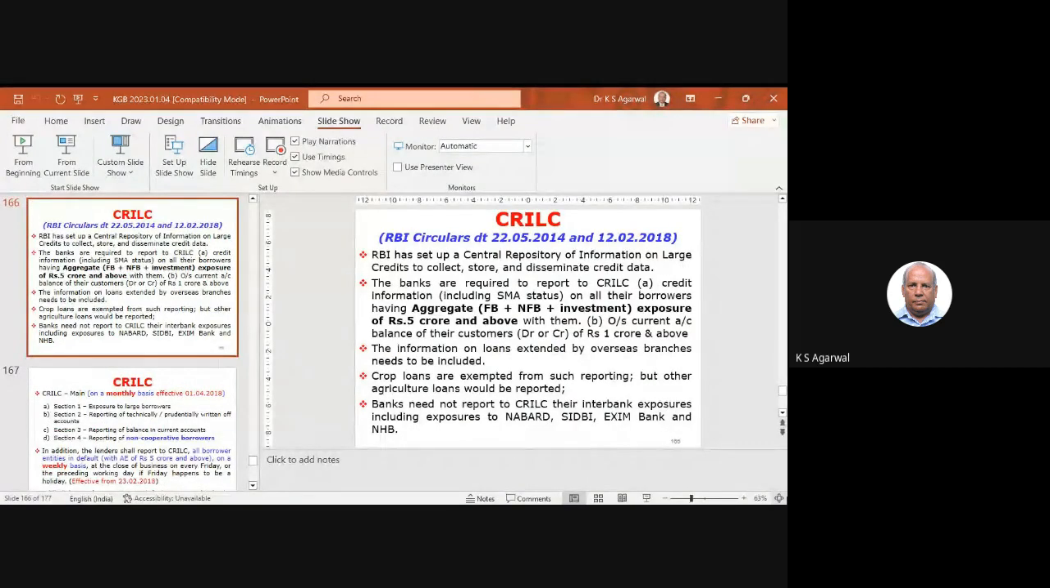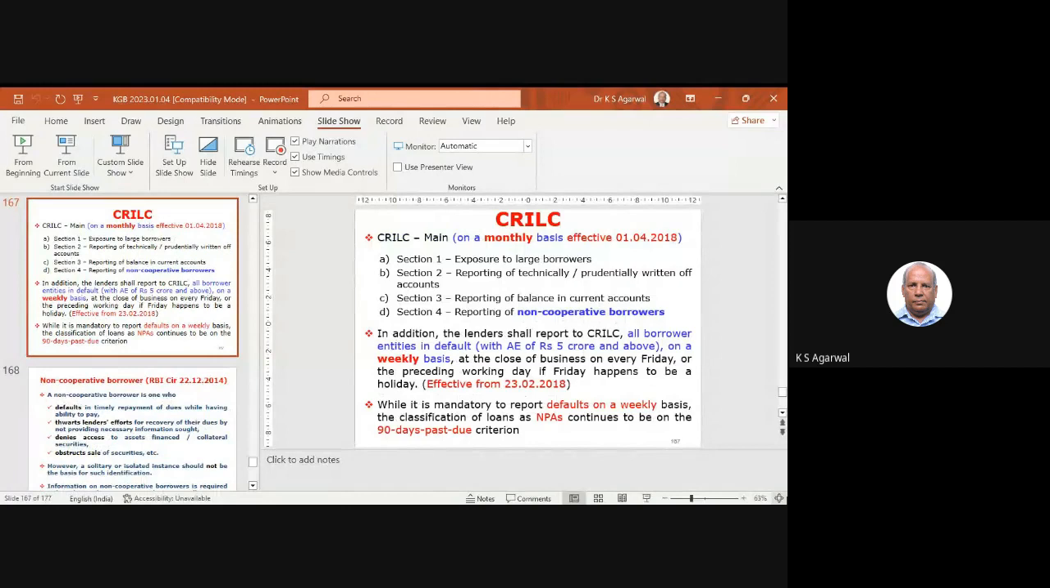Now, CRILC, this is the Central Repository of Information on Large Credits. This is also an important tool for credit monitoring. So whenever my aggregate exposure is 5 crore and above, fund-based and non-fund-based, then I have to report the credit information to CRILC, including SMA status. And outstanding current account balances, whether they are in debit or credit, whether it is a CC account, an OD account, or a simple current account, if it is 1 crore and above, I have to report it to CRILC. And CRILC has 4 parts: section 1, 2, 3, 4.